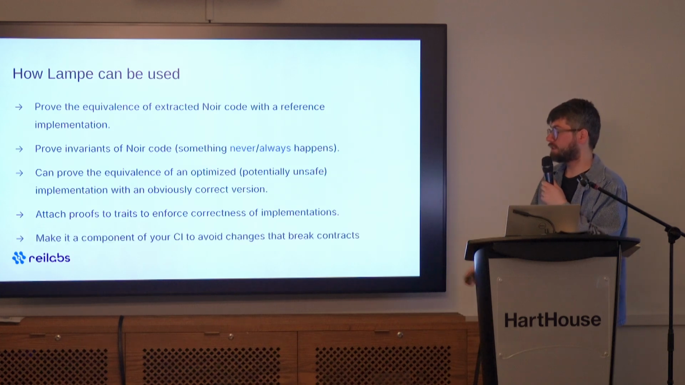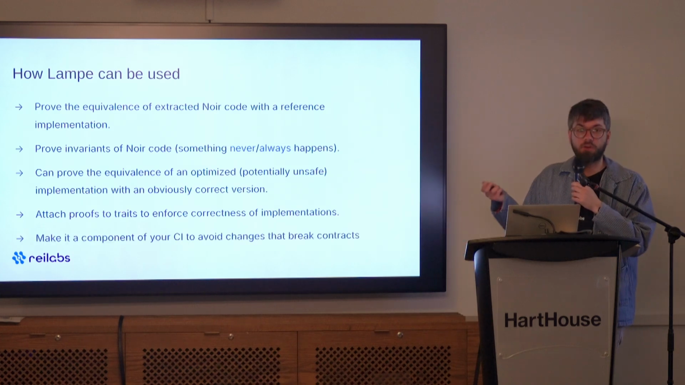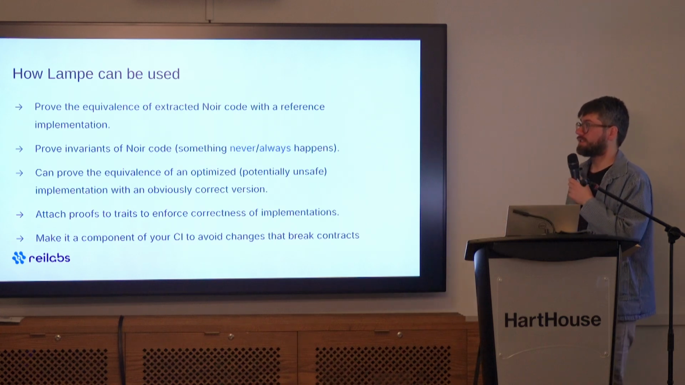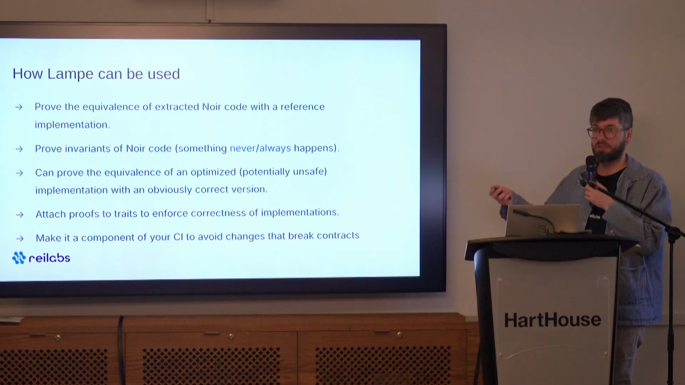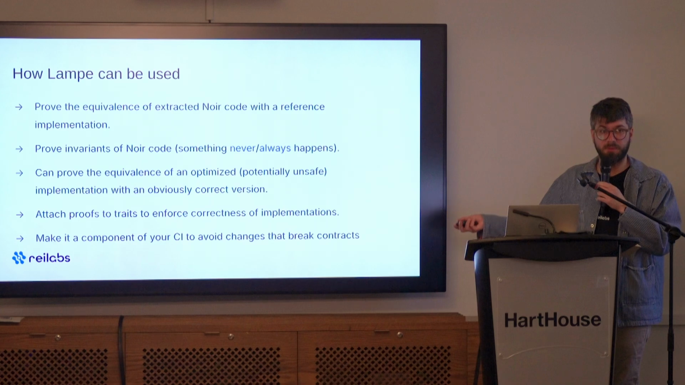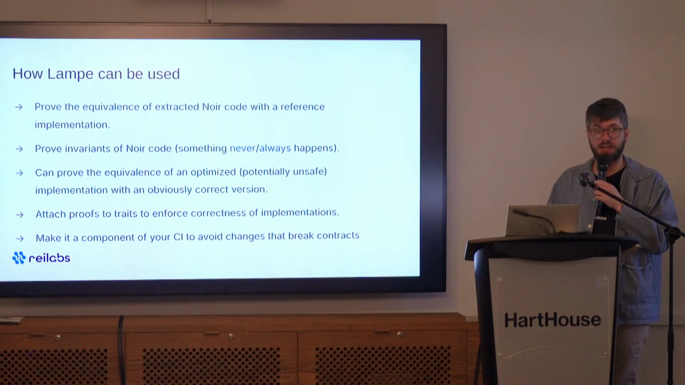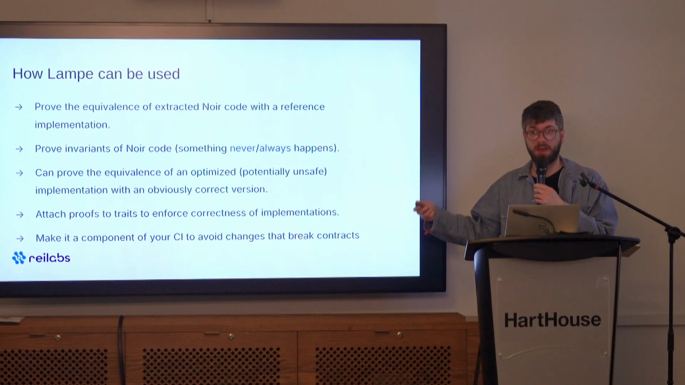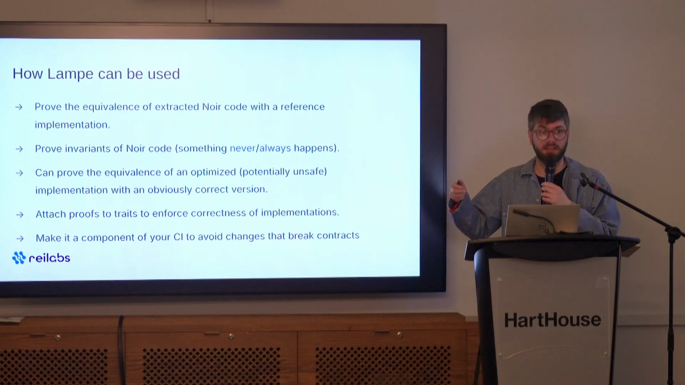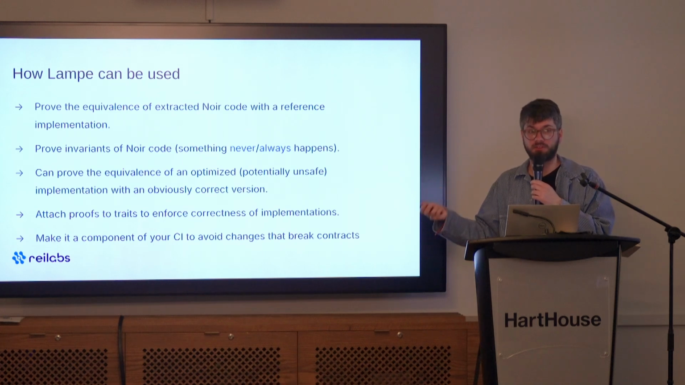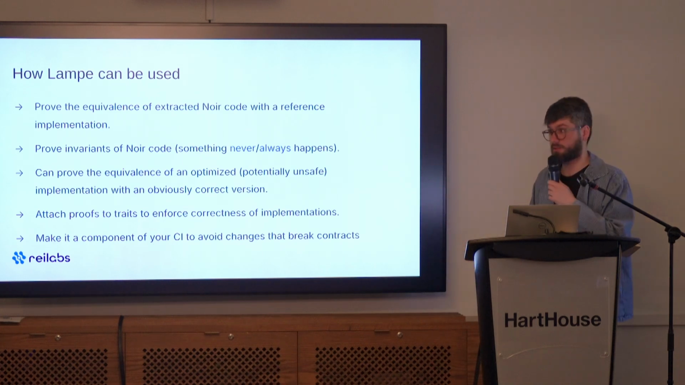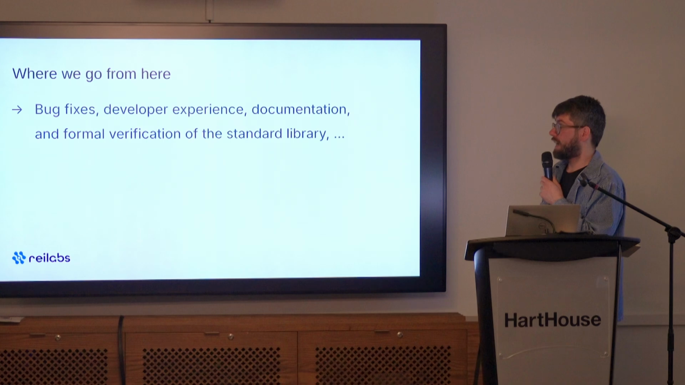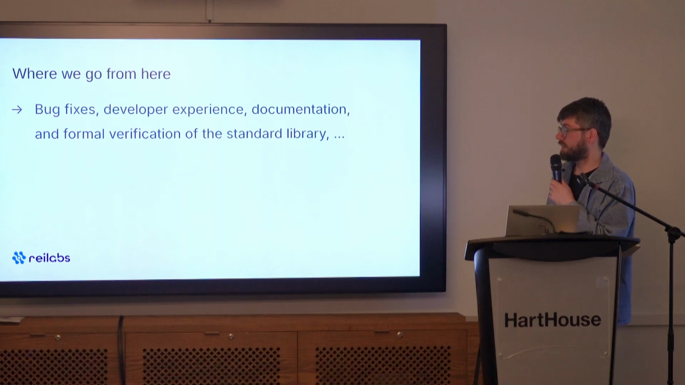And then finally, how you should be using this: a good idea is to implement Lampe in your CI. So if you change your Noir code, the proofs are going to break, but you'll have a chance to fix them, and this might give you insight into how changing that Noir code might have introduced vulnerabilities that you weren't originally familiar with.